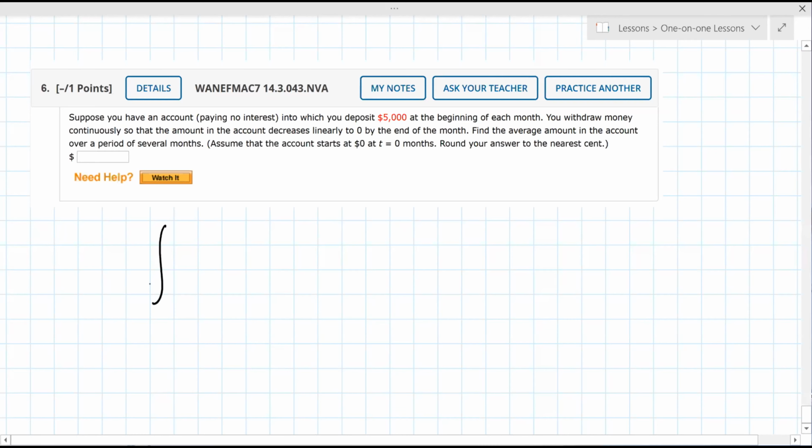It's like you're supposed to go integral x minus n, 1 over n, and then you have $5,000. So after you deposit at the beginning of each month, you withdraw money continuously. Let's see if this one has a try another version. I don't know, ask your teacher. Practice another. I usually just put in a value and then show answer to maybe get a hint.